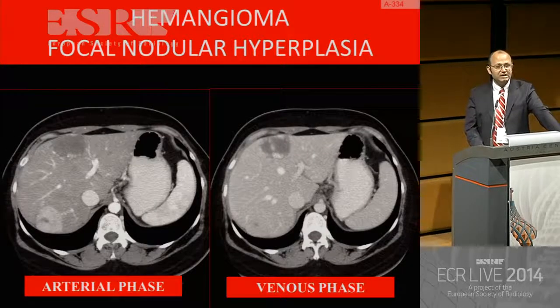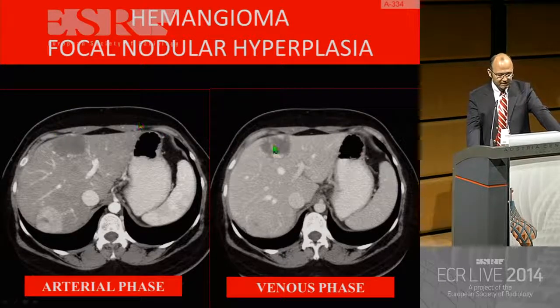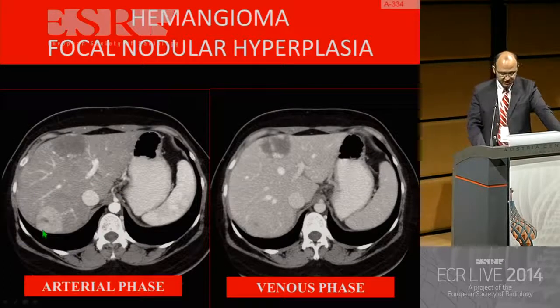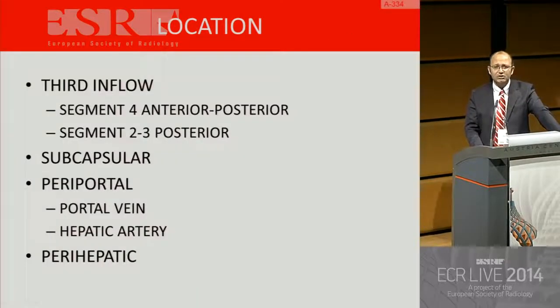How about this one? This shows you, again, the importance of the vascularity. This is a nice hemangioma, but look at this lesion. If you see it on a venous phase, you would call it a tiny sub-centimeter lesion, but if you look at the arterial phase, you see the FNH. So this is invisible on the venous phase, and it is definitely visible on the arterial phase. How about the location? As I've told you, location is extremely important for liver imaging.